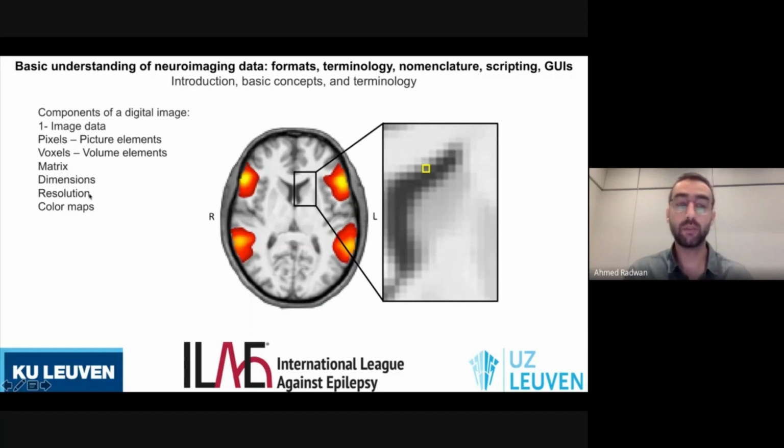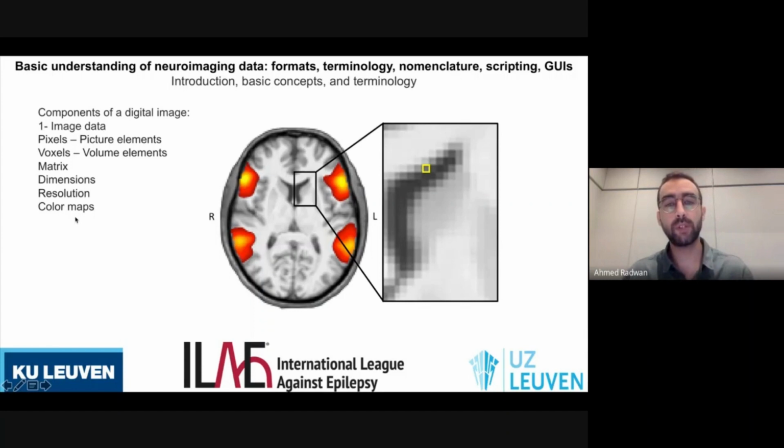And it relates also to the resolution, which is actually a function of both the size of the matrix and the size of the voxel. So if you have smaller voxels and the matrix stays unchanged, then you have a high resolution. If the voxel gets bigger, then you have a lower resolution. So these three are really interrelated.